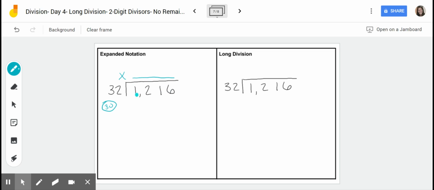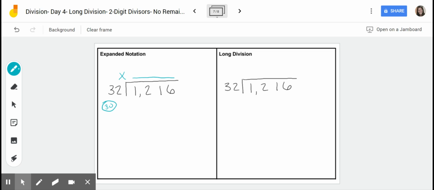Now, to help me reason through, I'm gonna think about 12 first. I see 12 is smaller than 32, so I'm gonna think about 121. 121, that makes me think of 120. And I know that if I skip count by 30, I'm gonna say 30, 60, 90, 120. So 4 groups of 30 is 120. However, our divisor 32 is bigger than 30, so 4 groups will not work.